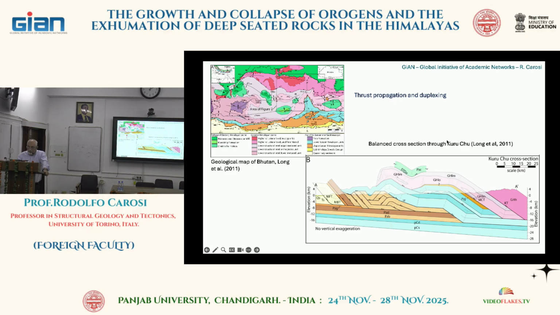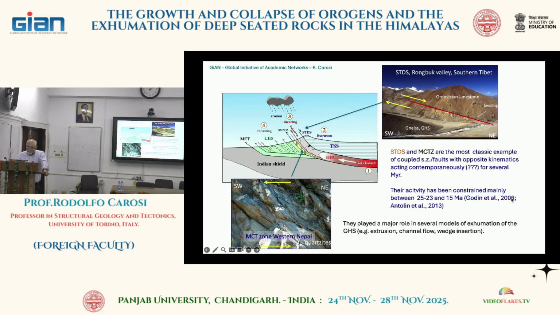Anyway, when the Greater Himalayan sequence has been transported by the Main Central Thrust, most of the formation of metamorphism could already have happened in the Greater Himalayan sequence. So another critical aspect is the geochronology, the age of the formation in between the South Tibetan Detachment here and the Main Central Thrust, because most of the models require contemporaneous activity of these two bounding faults, as proposed by Godin 2006, Antolin 2013.